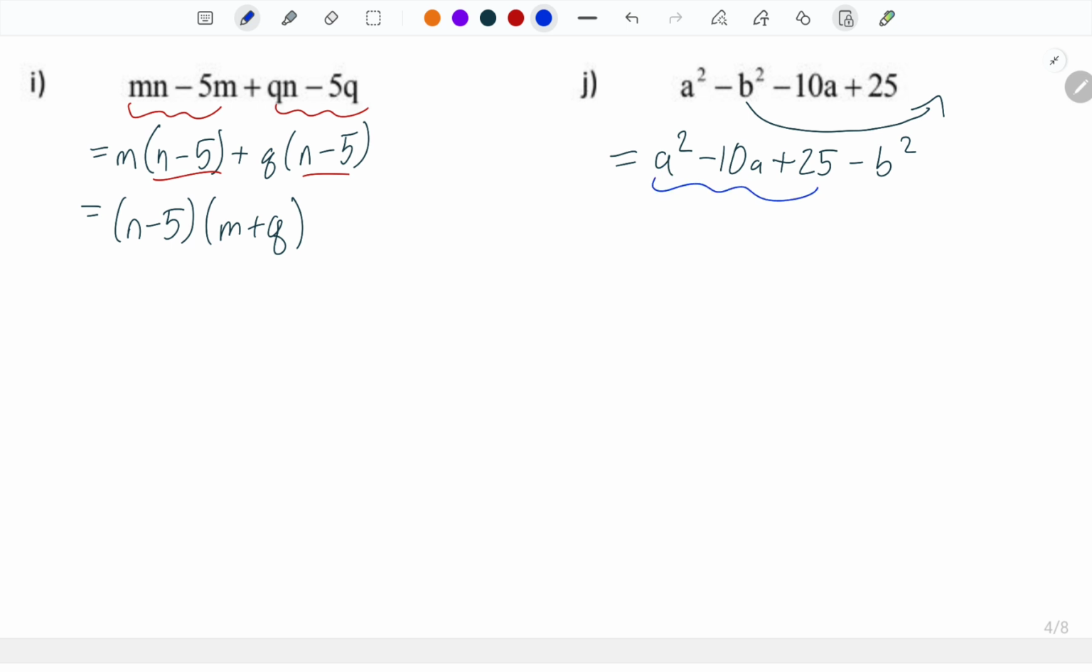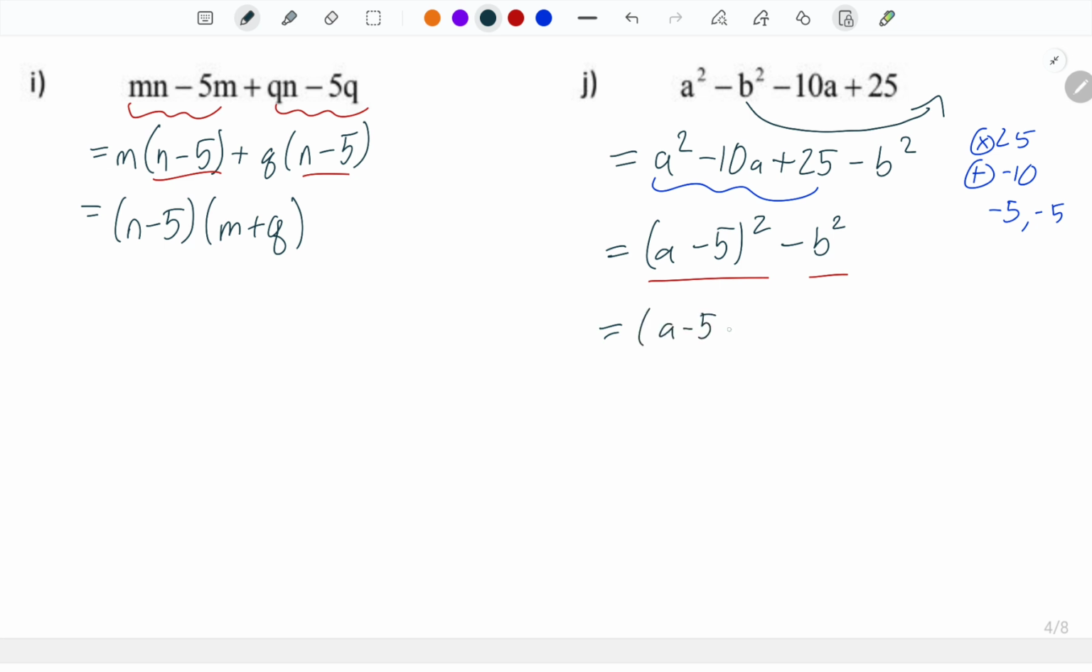If I look just at the a's, what multiplies to 25 and adds to negative 10? Well, that will be negative 5, negative 5. It's actually going to be a perfect square. So this becomes a minus 5 squared. That's definitely not the most obvious going into that question. But once you get that, now you have this part squared minus this part squared. It just becomes a difference of squares. So we can write this as a minus 5 plus b, a minus 5 minus b. And there we have it. That is now factored.